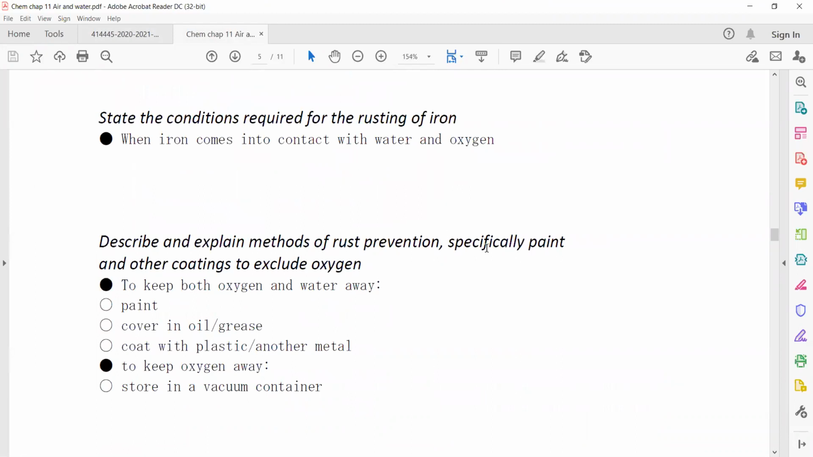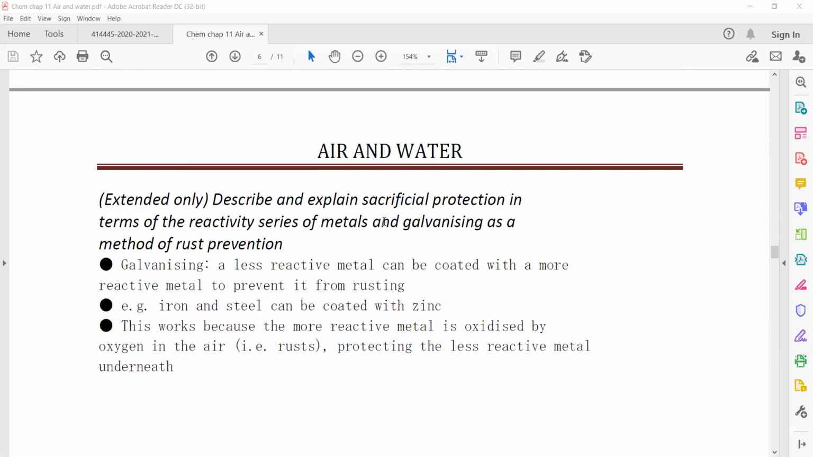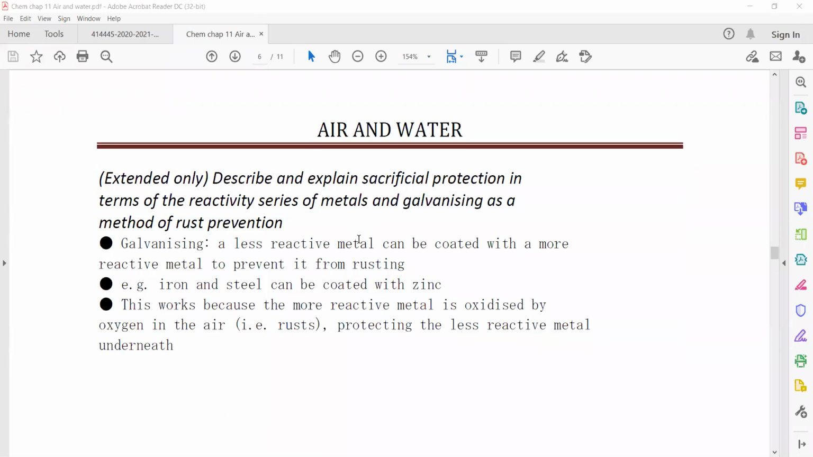And describe and explain methods to prevent rusting. How can we prevent rusting? We can keep oxygen and water away either by painting it, by covering, by coating with plastic or another metal, or storing in a vacuum container also can be done, but that's practically a difficult technique to create a vacuum and store the iron.